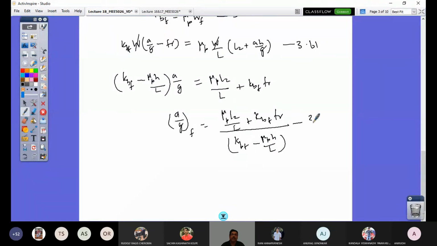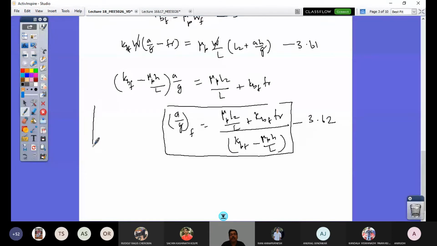So this equation is going to give you the plot in the graph. If I plot this by varying K_BF, I have numerator K_BF and denominator also K_BF. So if I plot A by G as a function of K_BF for the vehicle, my plot goes something like this, right?